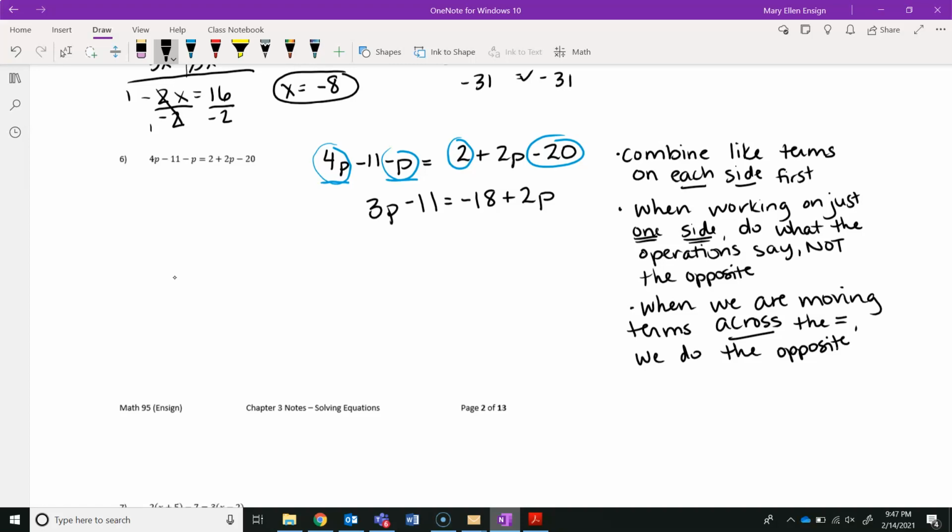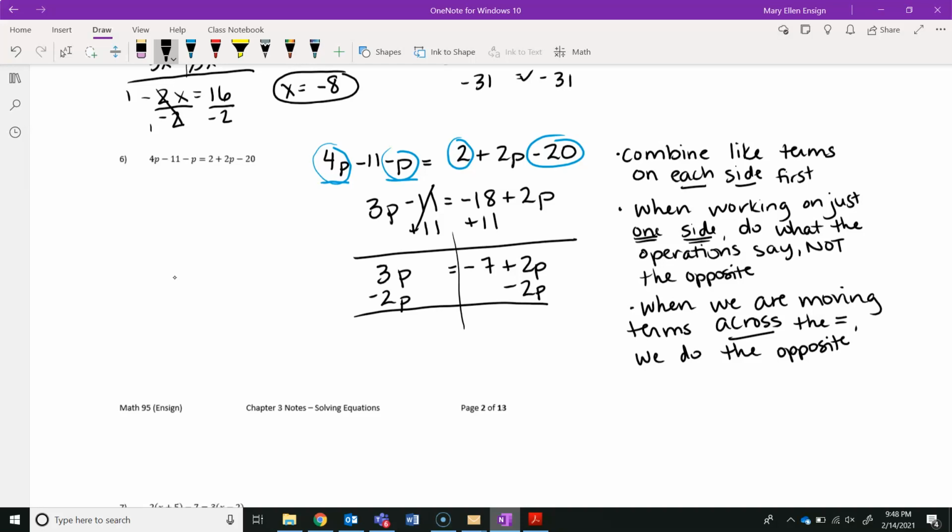But now I'm moving things across, so now I add 11 to both sides because I need to get it from one side to the other. So I have 3p, and again, if it helps you, draw a little line down here to differentiate the two sides. Negative 18 plus 11 is negative 7. And now I want to move the 2p over to here, so I'm going to subtract it. And what does this do? Well, this gets all the p terms on one side. So 3p minus 2p is 1p. I don't have to write the 1, but I can. And the right-hand side is negative 7.